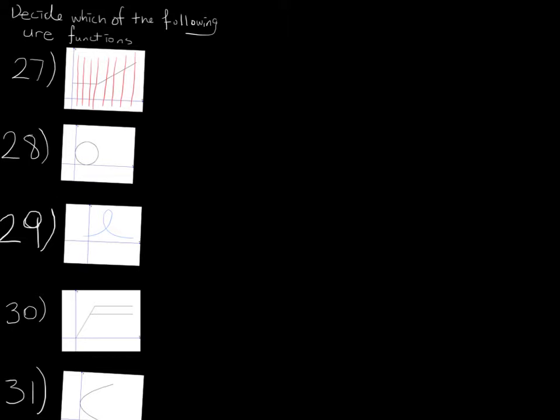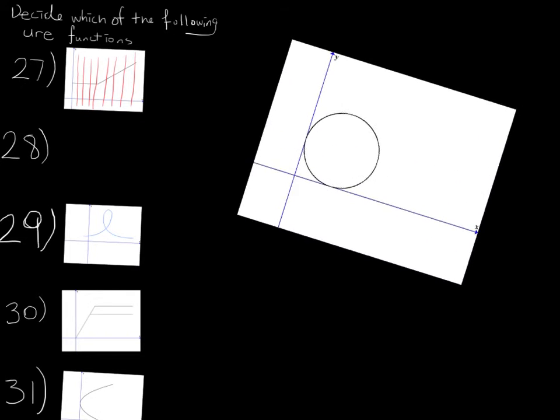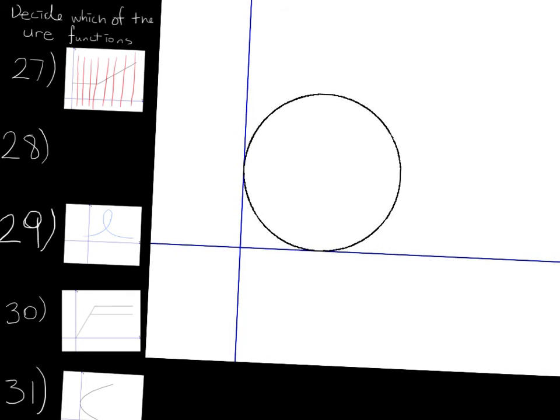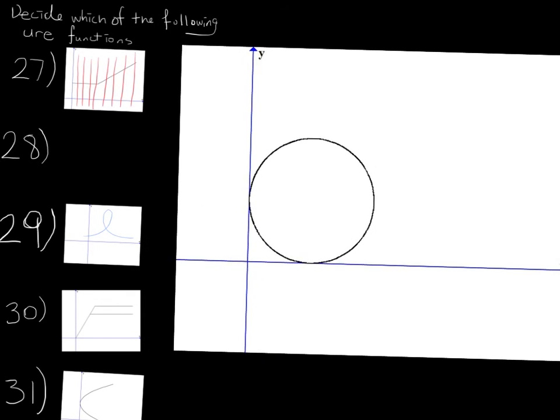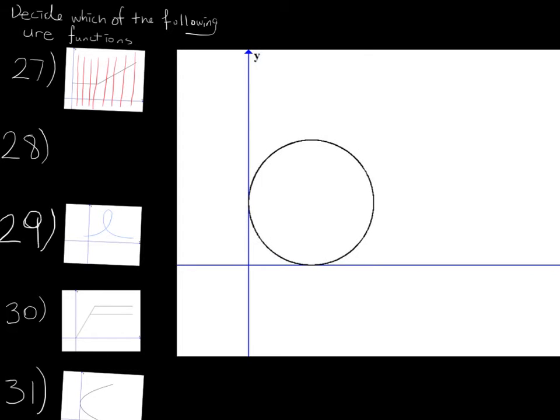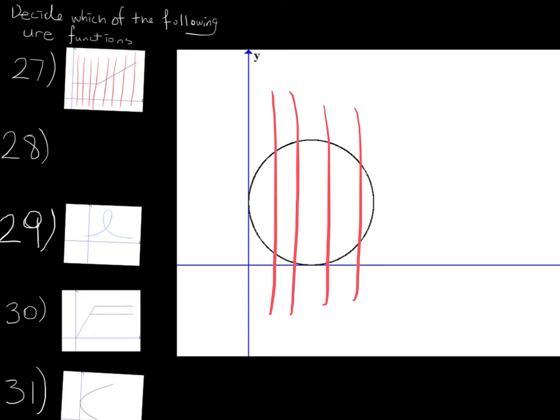Moving on to number 28, we can start drawing lines. And immediately we notice any line that hits the curve also hits the curve in another place. So this is not a function.